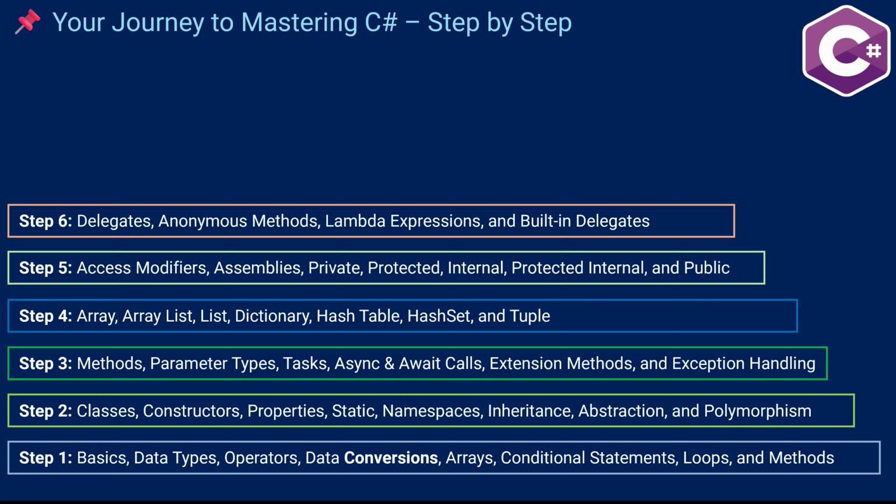Why is this important? Delegates allow methods to be passed as arguments. Lambda expressions simplify function definitions, and built-in delegates like Func and Action improve reusability. These techniques make C# programming more flexible and efficient. Once you are confident with this step, you will be writing more dynamic and efficient code.